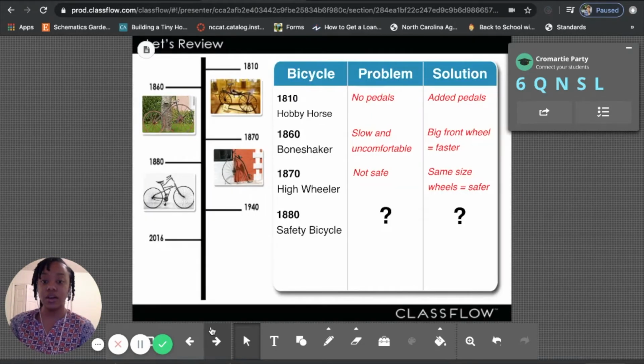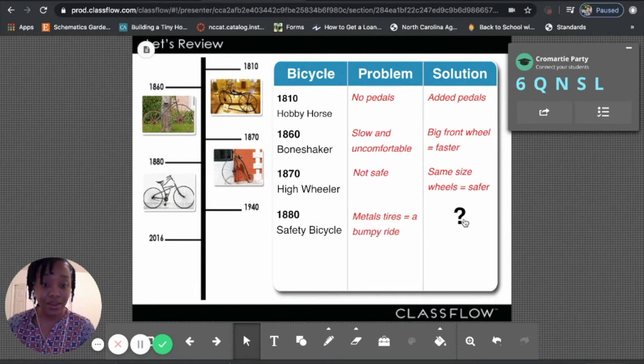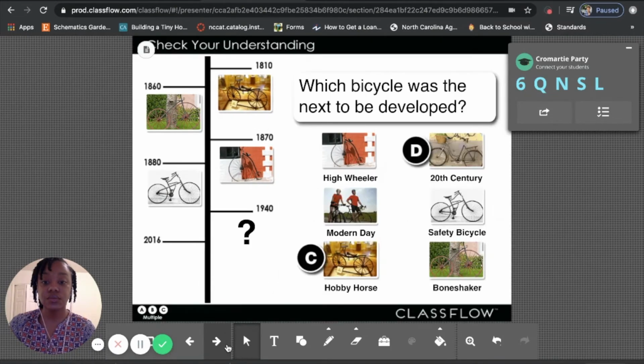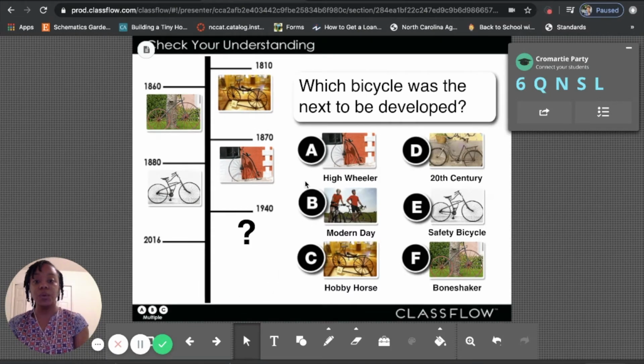Moving right along. The design problem with the safety bicycle was that the metal tires equaled a bumpy ride. The solution was, rubber tires equal a smooth ride. Next, we're going to check for understanding. Which bicycle was next to be developed? Was it A, B, C, D, E, or F?